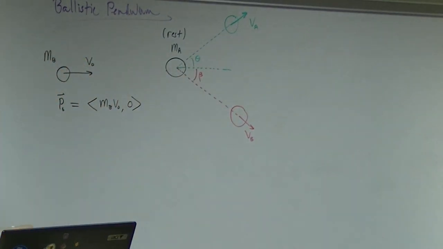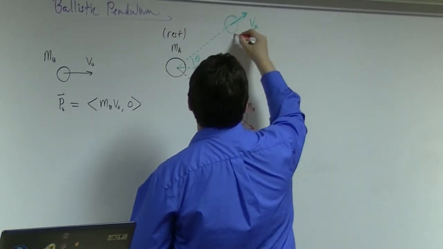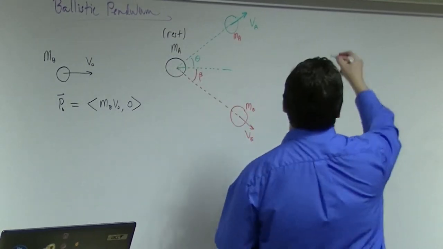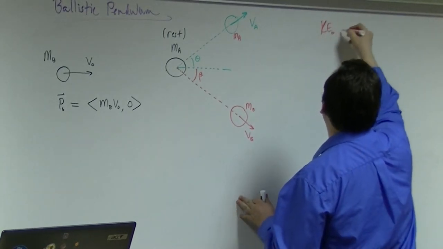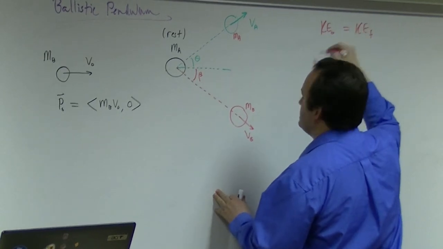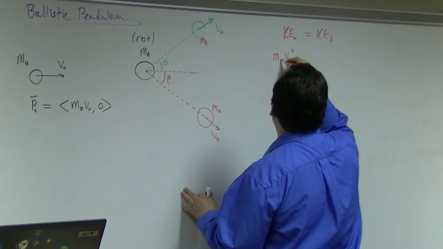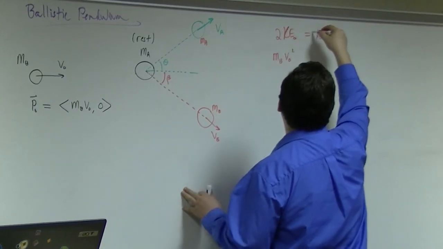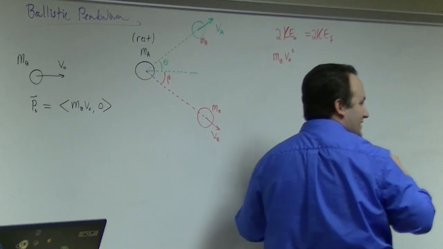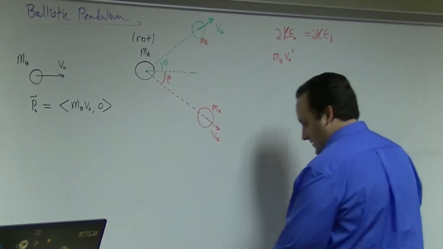I am assuming that the collision is elastic, though. So what does that tell me about VA, VB, and V naught? How do they relate? Energy. Yeah, kinetic energy initial is equal to kinetic energy final. So that tells me MB V naught squared, and I'm going to take your advice and multiply this by 2. That's what you guys told me to do last time. Multiply by 2. Who needs halves anyway?